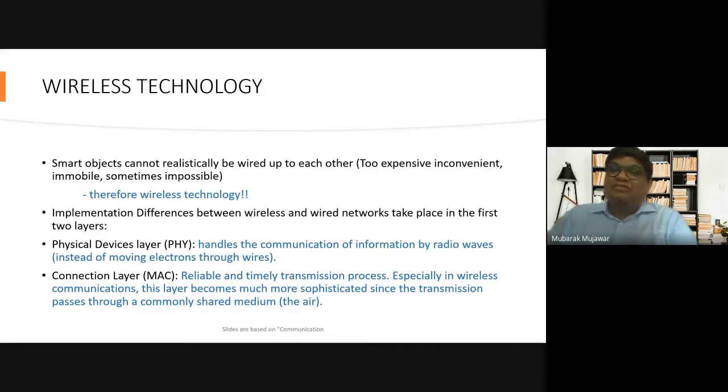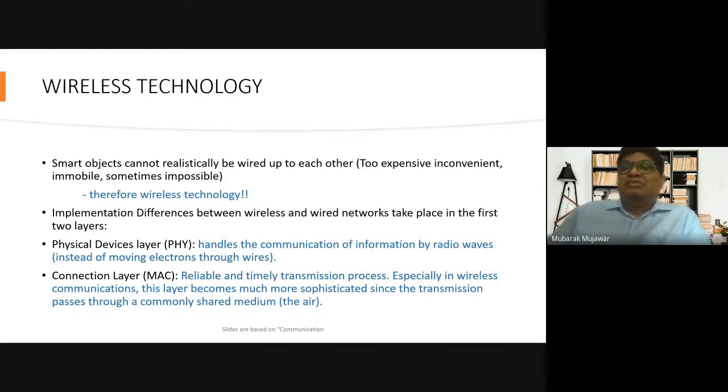One of the layers is the physical layer in communication, and the other is the MAC level. Most of the time, the communication for IoT devices occurs through the physical layer. So what happens is we use this physical device for communication technologies, and I'll explain that in detail in tomorrow's session. So it is a good idea to use wireless technology for machine-to-machine communication or for IoT communication.